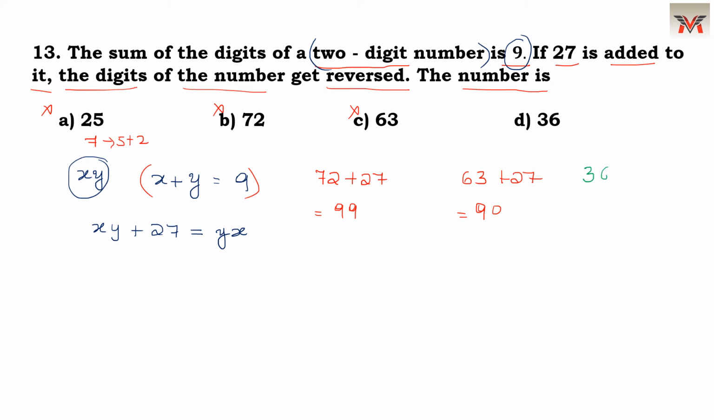Okay, so we have 36. When I add 27 to it, what am I getting? I'm getting 63. So observe here that the digits got interchanged. I have considered xy here, and it became yx. Therefore, option D is the correct answer. We'll move on to the next question.